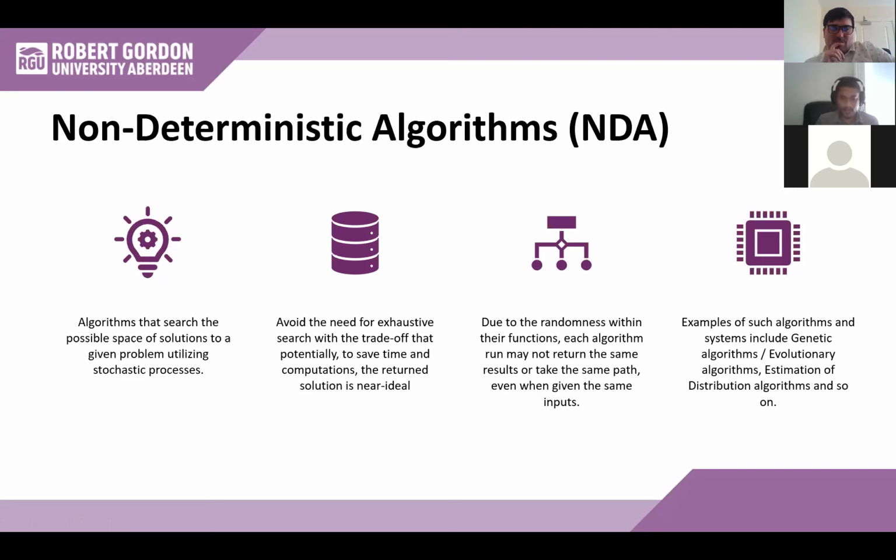you end up with a near ideal solution, with the trade-off being that it's less computationally expensive and ideally takes less time. And because of the randomness within the nature of some of these algorithms, you cannot determine specifically the path that the algorithm is going to take. And so given the same inputs, you're not guaranteed the same outputs or the same path. Popular examples of these algorithms are relatively well-known ones: genetic algorithms, evolutionary algorithms, estimation of distribution, and so forth.